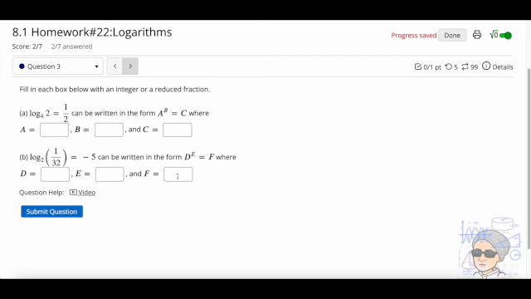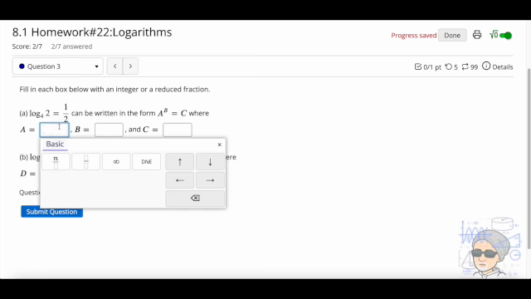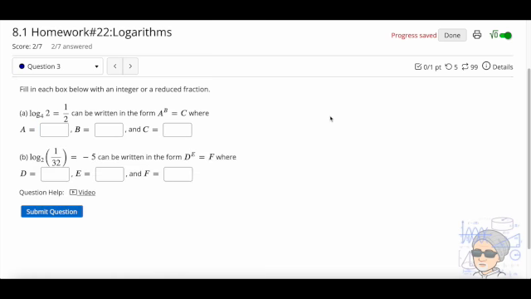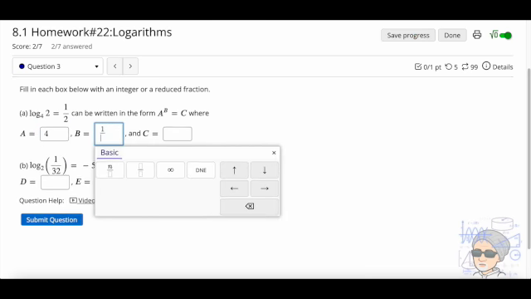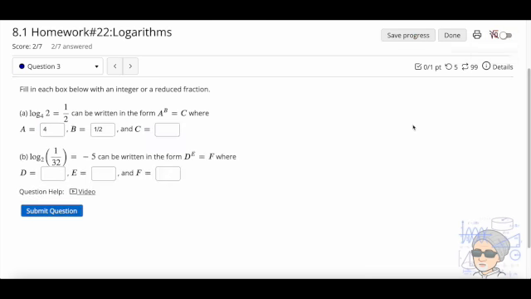Number 2. Same thing again, but they want us to put everything in here. So log base 4 of 2 equals 1/2. In other words, 4 to the 1/2 power is 2. So we're going to keep that in mind. So this is 4, this is 1 over 2. I'm going to get rid of that equation there because I don't like it. And we know the 2 is going to go here.